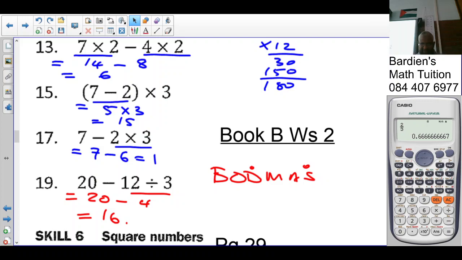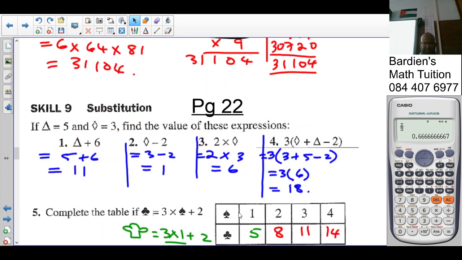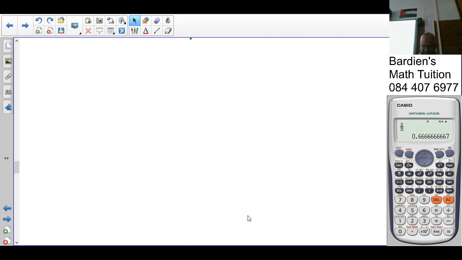Right. Now we're looking at Book B, Worksheet 3, the odd numbers. You guys can start with that now. These are the odd numbers, quickly. We'll answer that in today's lesson. You'll probably start Book C as well. Worksheet 3, yes. Book B, Worksheet 3.